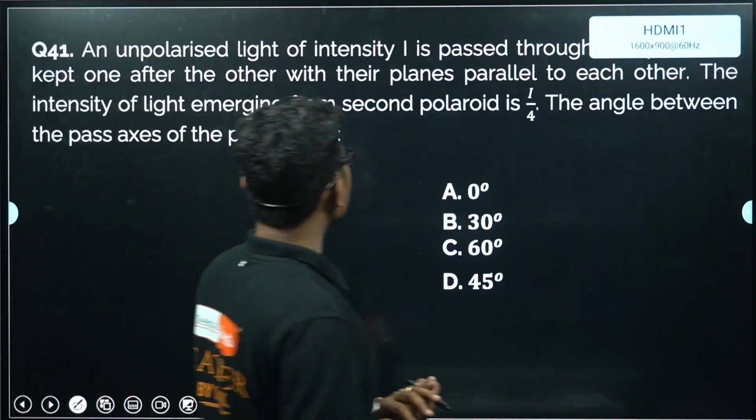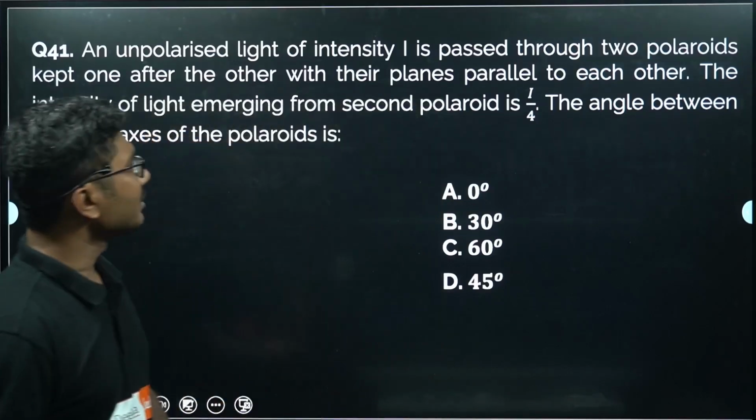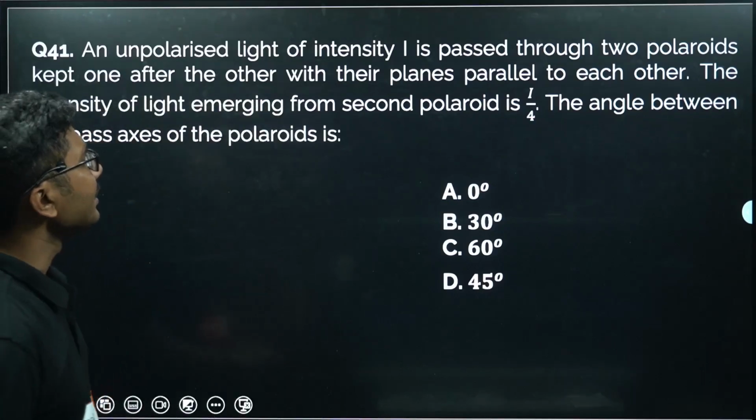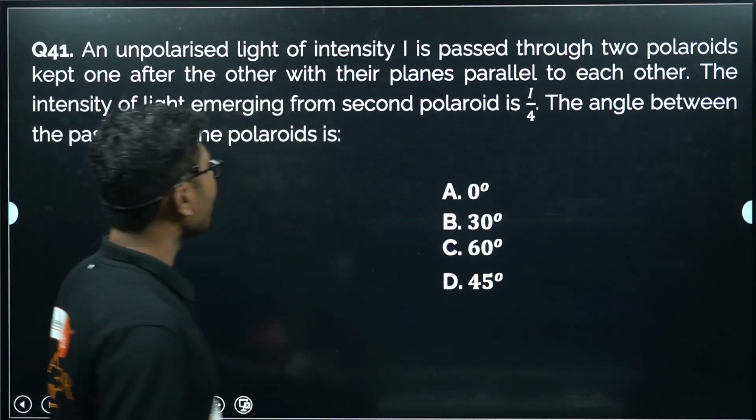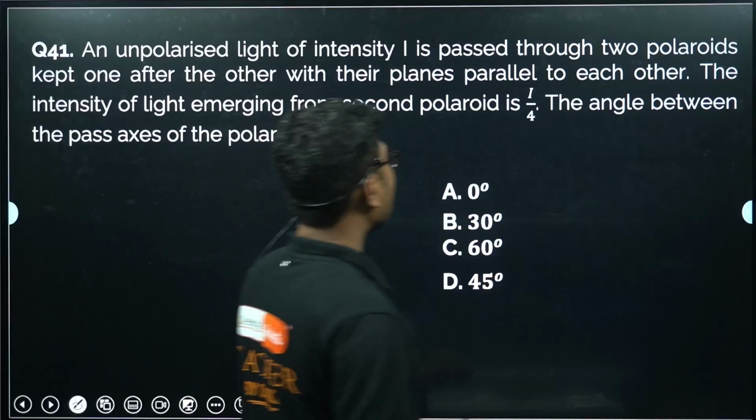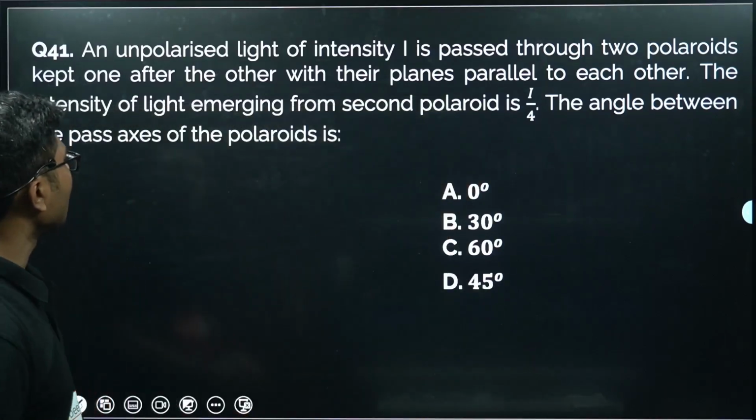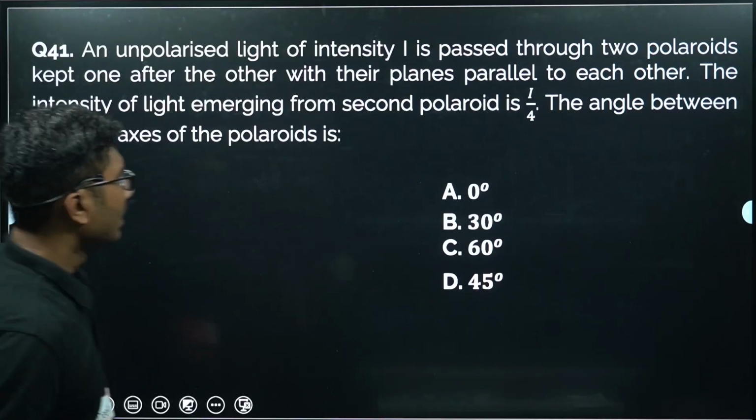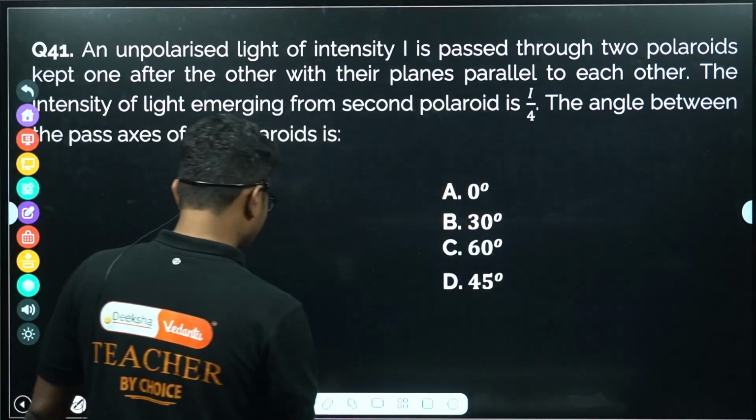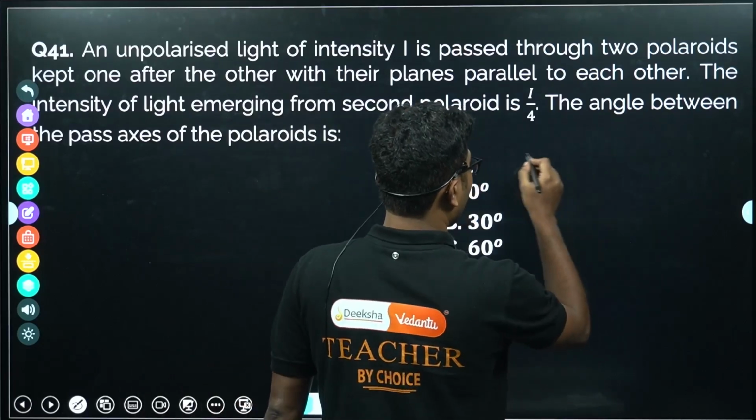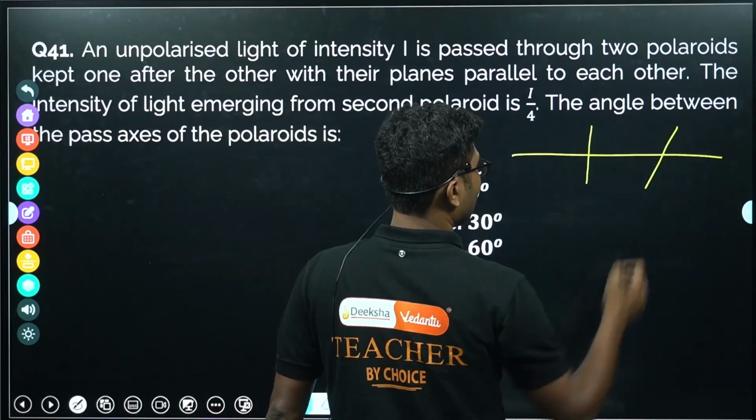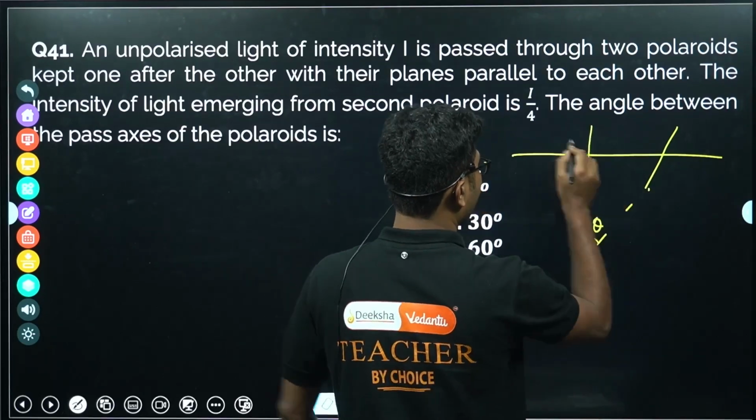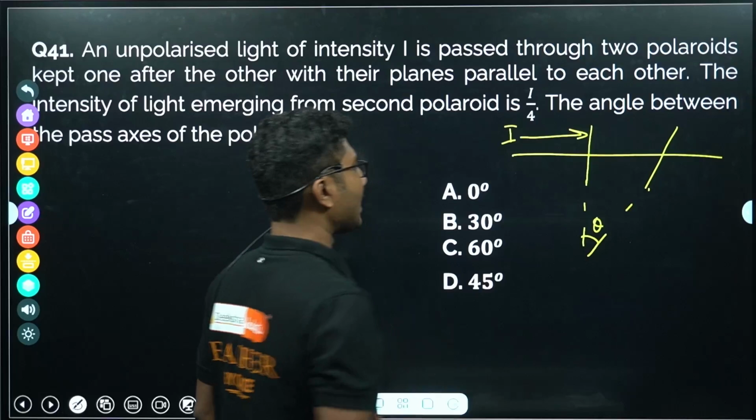An unpolarized light of intensity I is passed through two Polaroids kept one after another with their planes parallel to each other. The intensity of light emerging from the second Polaroid is I by 4. The angle between the pass axes of the Polaroids is? So, very interesting question. We are given that there are two Polaroids, and their pass axes make some angle, say theta. Unpolarized light of intensity I is passing through this.